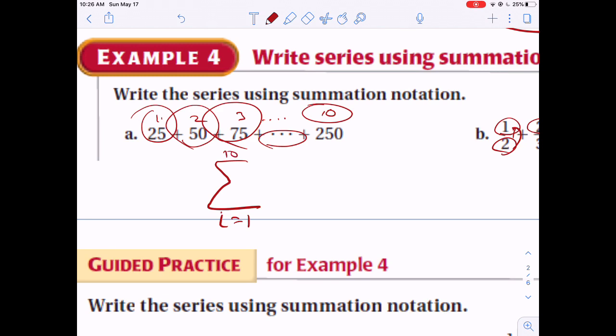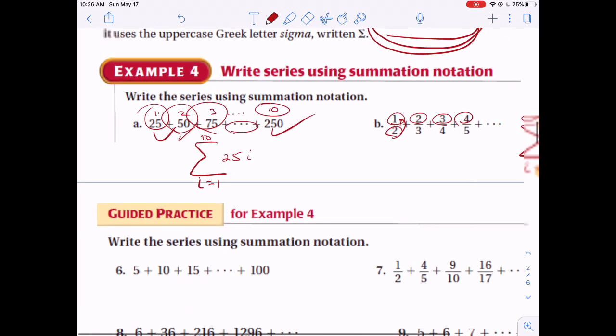Okay, and what am I doing along the way? Well, the I number, 1, 2, 3, 4, up to 10 times 25. So it's just 25I. Test it out. Put a 1 in there, you get 25. Check. Put a 2 in there, you get 50. Check. You put a 10 in there, you get 250. Check. That's how you write summation notation.